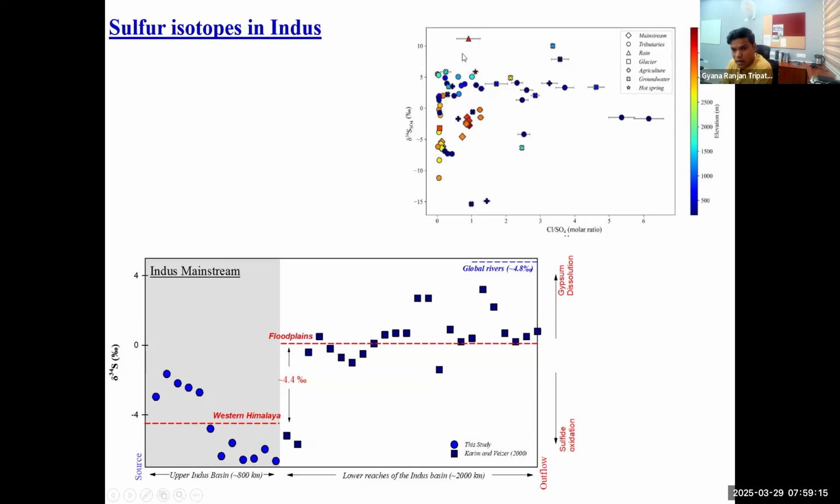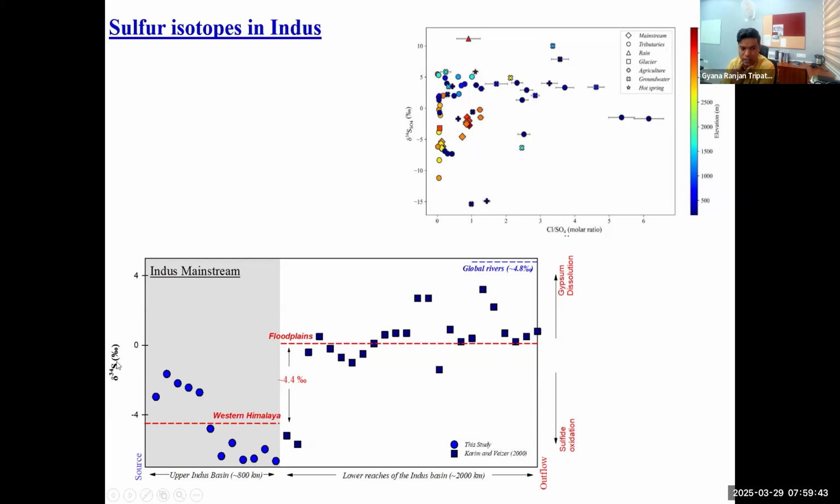The lower reaches are typically around 5 or less than that, so they are closer to the global river data. They are still lower, but they have a relatively enriched value compared to the rivers that are flowing at a much higher elevation, showing that the mountainous river again has a larger role to play in terms of delta 34S. We also compared our data with the floodplain data.